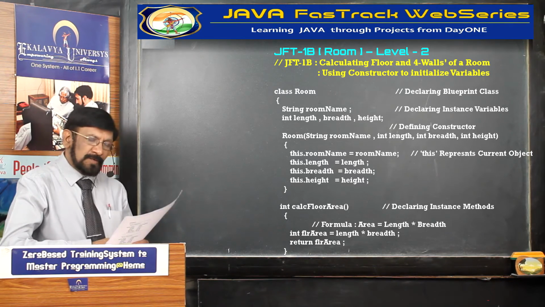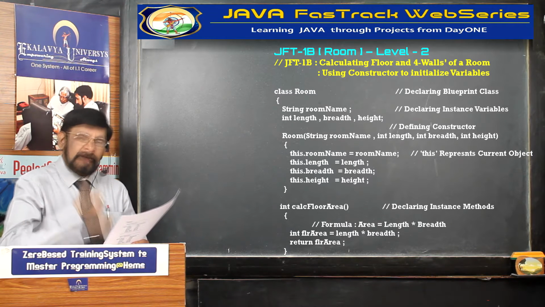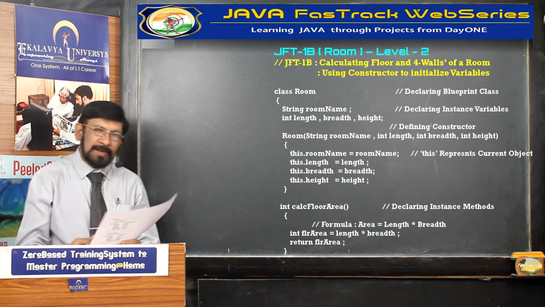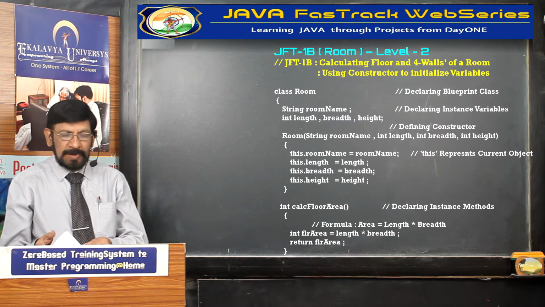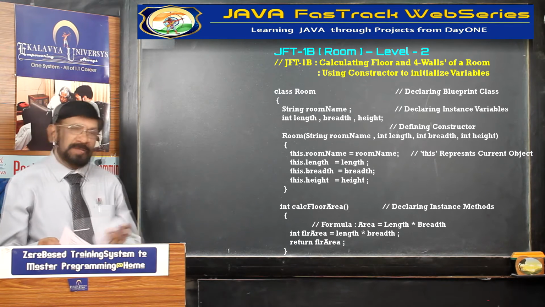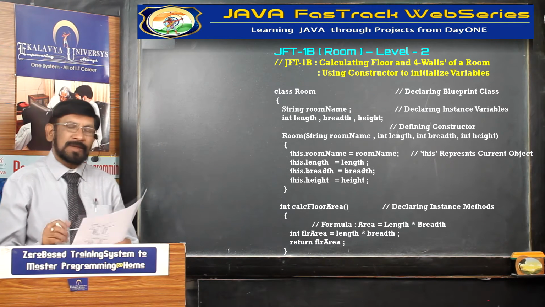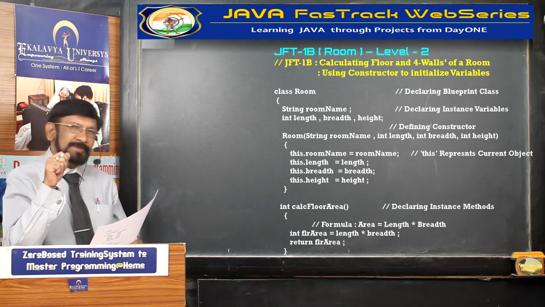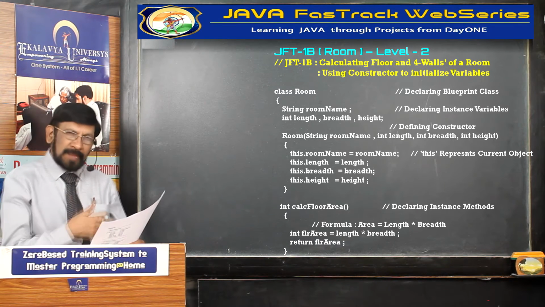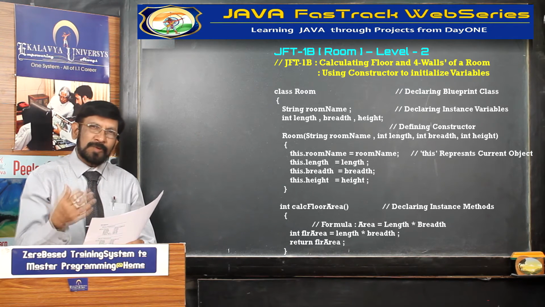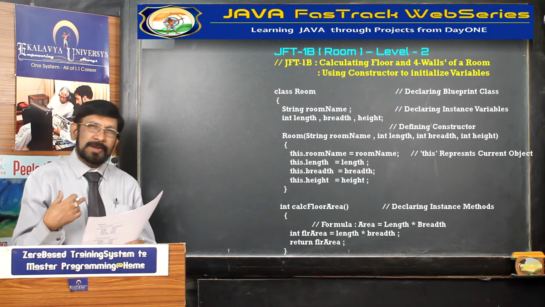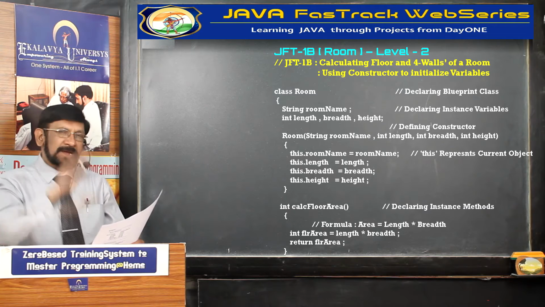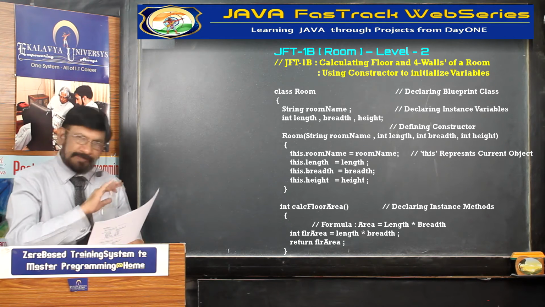As far as calculate floor area, calculate four walls area, and demo room are concerned, I am not giving any argument. Why didn't I give an argument? Actually, in the fast track, in the Feel Good series I explained. These other methods are like your heart, your liver, your kidney. For them, you need not give any input. Whatever input they require, they take automatically. That's why we need not pass.